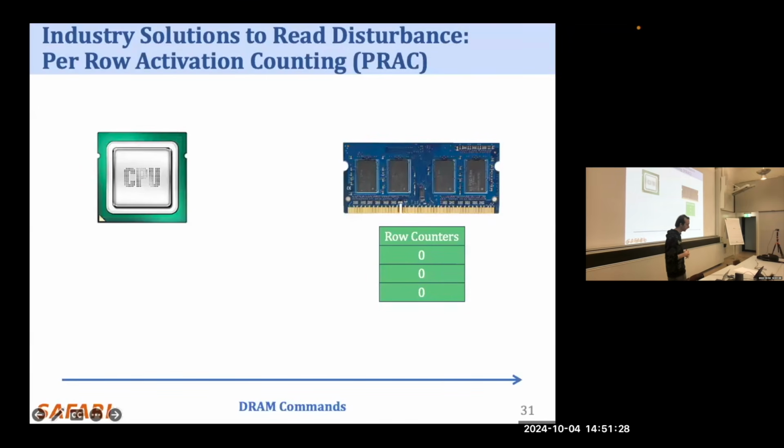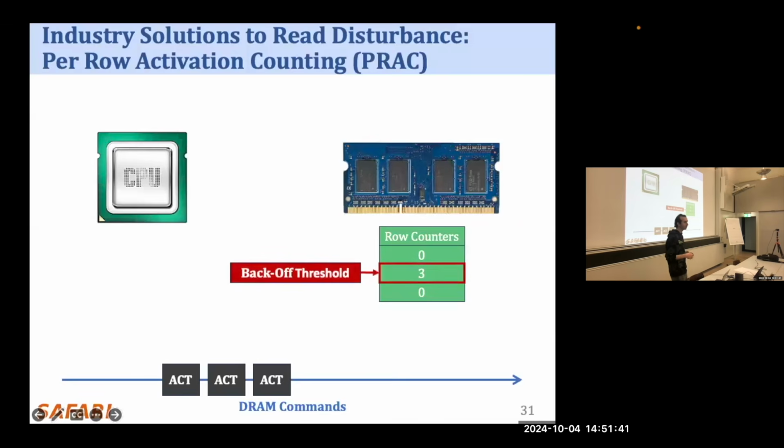So here I show another memory controller and DRAM module, but this time the memory controller is not performing any tracking, and the DRAM module has per row activation counters. In a PRAC system, the memory controller sends activates until one of the rows reaches a critical value, which we will call the backoff threshold. Once the backoff threshold is reached, the DRAM module sends a backoff signal to the memory controller, indicating that it needs time for preventive refreshes.